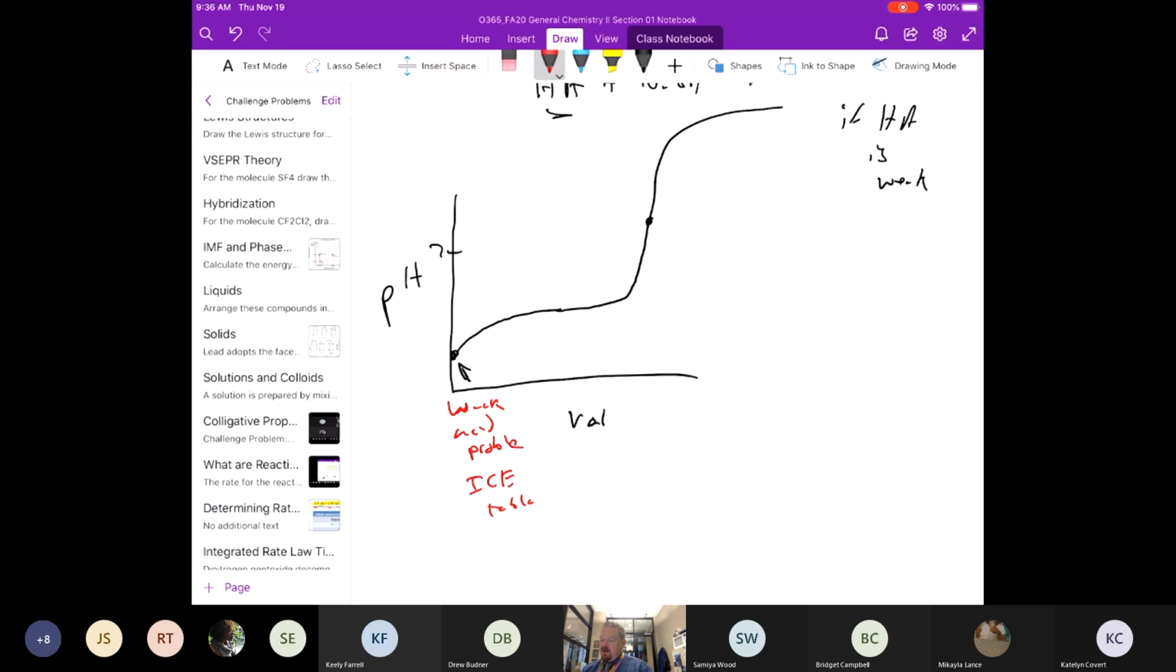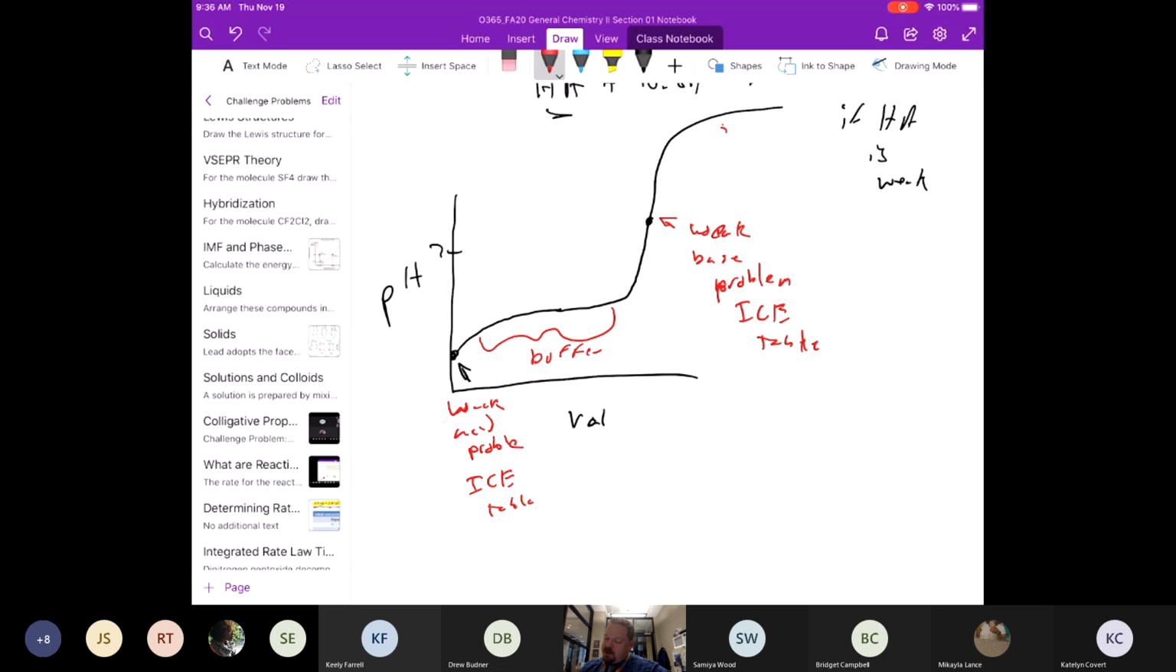The region in here, we're going to convert some of that weak acid to conjugate base. This becomes a buffer. Once we get to the equivalence point, we've converted all of that weak acid to conjugate base. So this becomes a weak base problem, where we do an ice table.